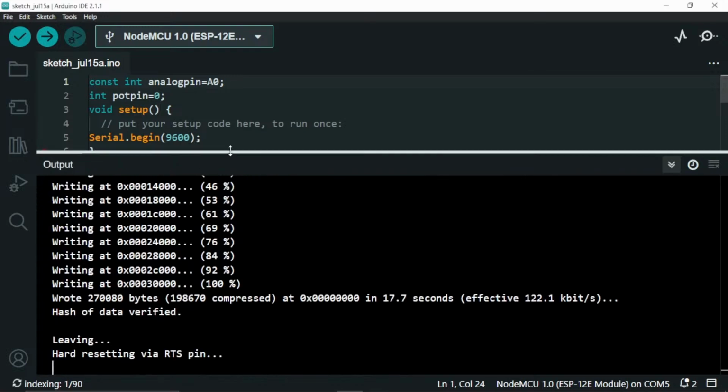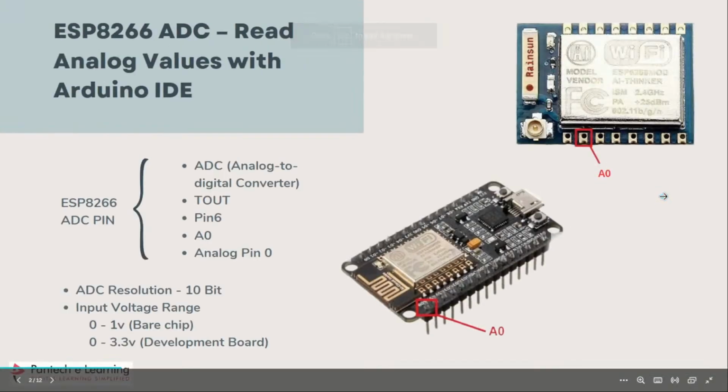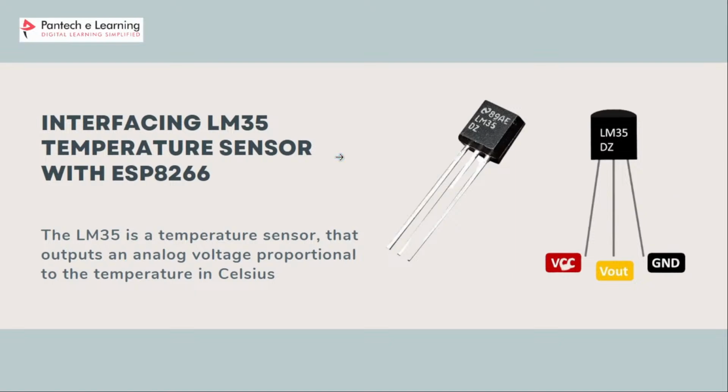So now let's move to the next topic. Now let's interface one analog sensor with the ESP32. Here we are going to use the LM35 temperature sensor. This is our LM35 temperature sensor that outputs an analog voltage which is proportional to the temperature in Celsius. It is a popular choice for temperature sensing applications due to its accuracy, low cost and ease of use.